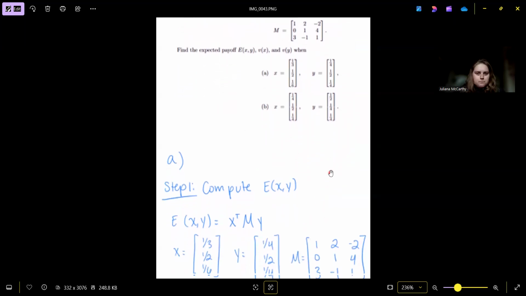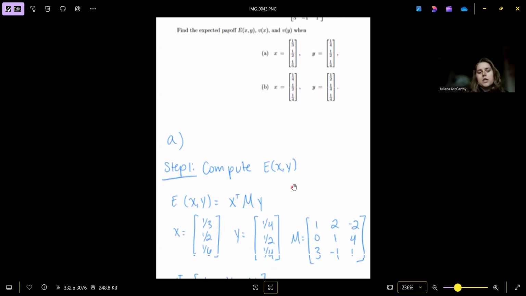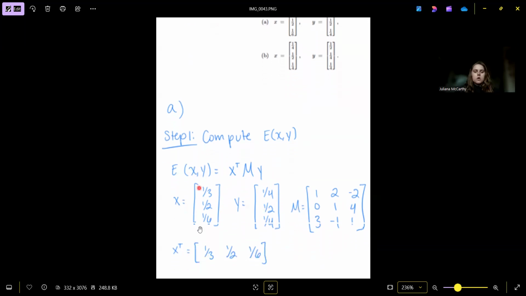So starting with A, we're going to compute the expected payoff. So we're computing E(x,y), and it's pretty straightforward. We're just going to be doing x transpose times M times y. And now we're given x, we're given y, and we're given M. We just need to compute x transpose, and then we can just start multiplying these matrices. So x transpose, we just make the column into a row. We only have one column, so it becomes one row. So 1/3, 1/2, 1/6. And now we can start multiplying.